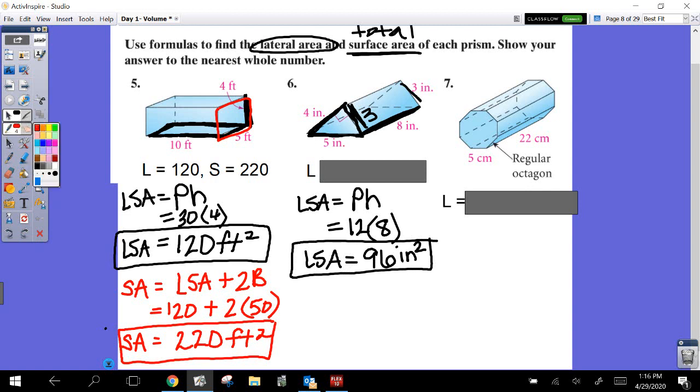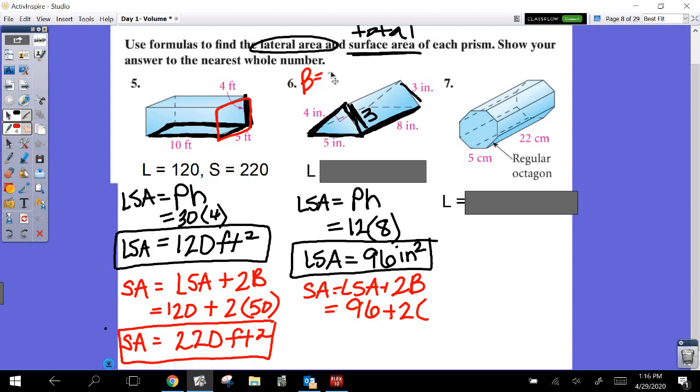Now we got to do total surface area. Now remember, total surface area is all of this plus the two bases. So it's your lateral surface area plus your two bases. My lateral surface area is 96. How do you find the area of this base? Well, the base is a triangle, so that's going to be 1/2. What's my base of this triangle?